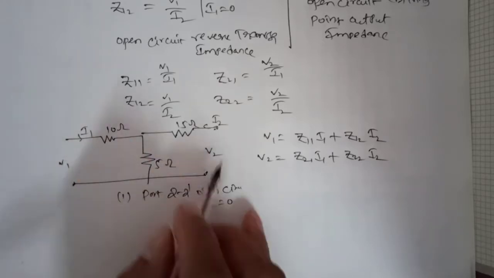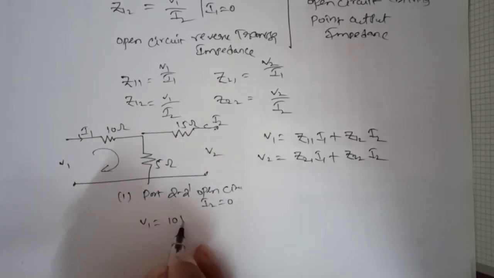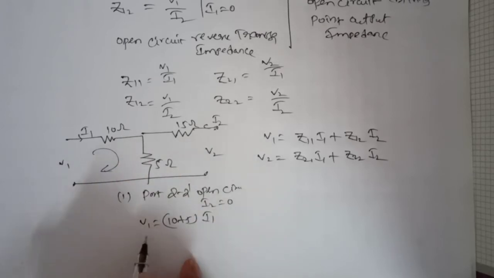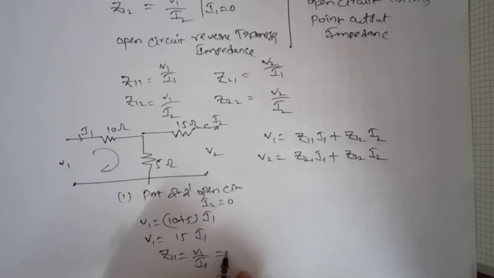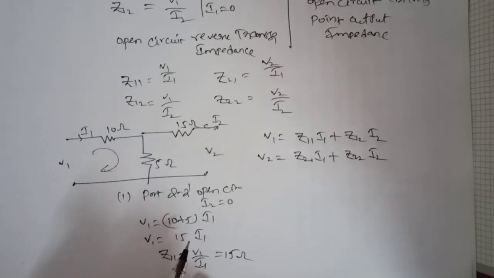Whenever it is open circuited, if you apply KVL here, V1 is equal to 10 plus 5 into I1. So V1 is equal to 15 into I1. So Z11 is equal to V1 by I1, that is equal to 15 ohms. Whenever port 2 dash is open circuit, we get the open circuit driving point input impedance, 15 ohms.